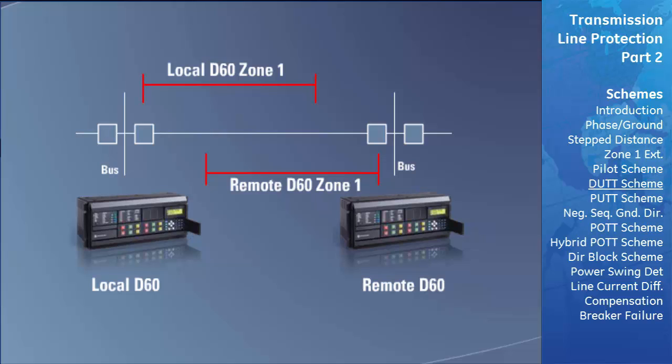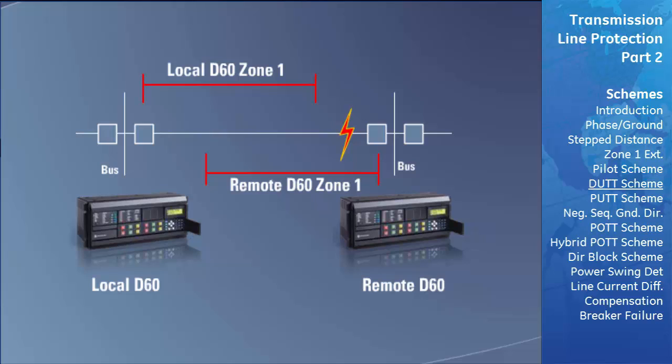When a fault occurs in the middle of the transmission line using the DTT scheme, or both zone 1s of the local and the remote relays, the relays will trip and clear the fault instantly at both ends of the line. This is similar to the stepped distance scheme. Faults that occur in the local relay's end zone of the transmission line will be cleared at the remote end of the line instantly by the zone 1 element of the remote relay.